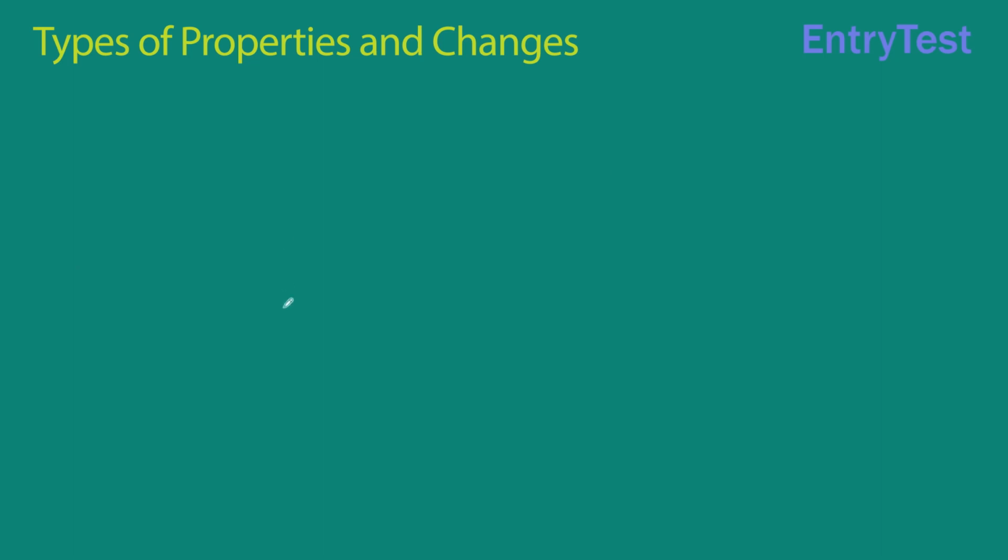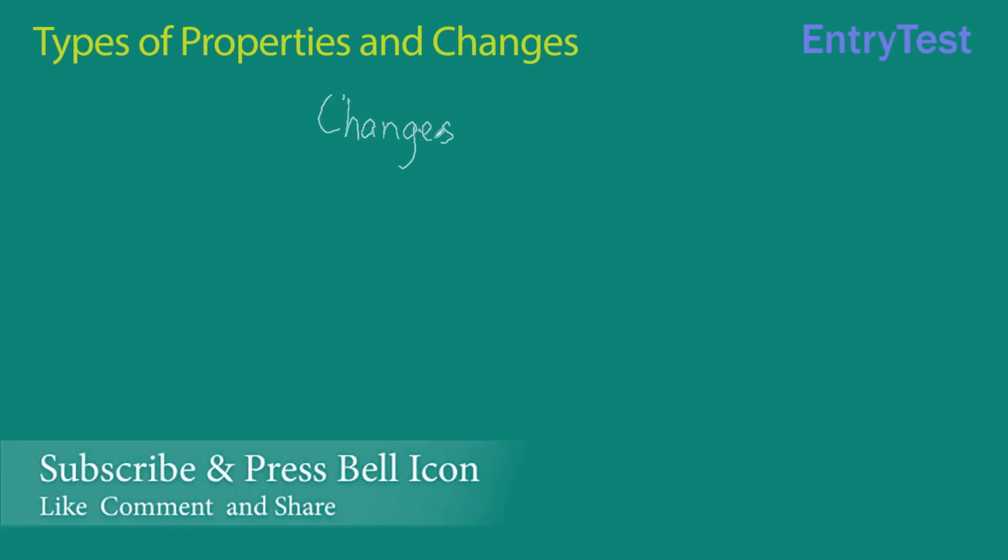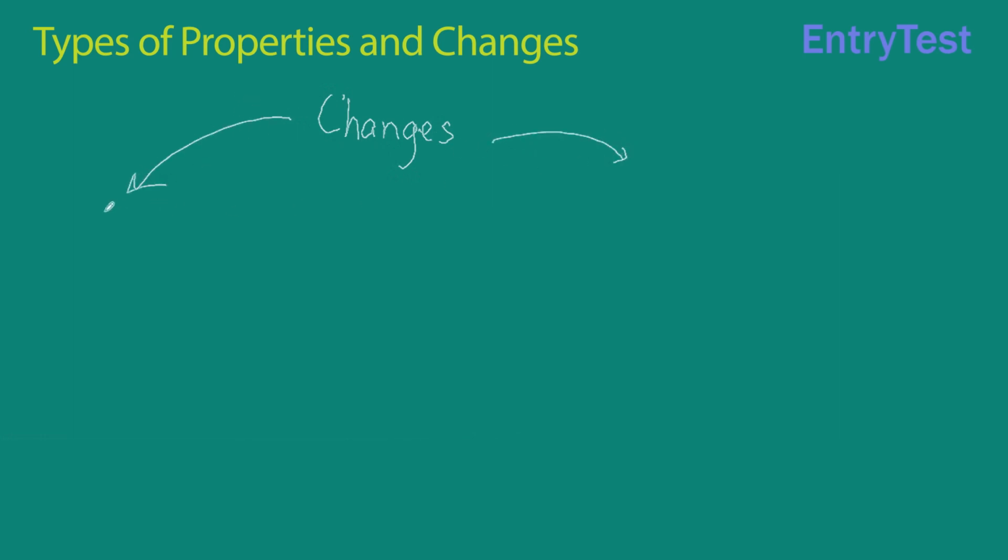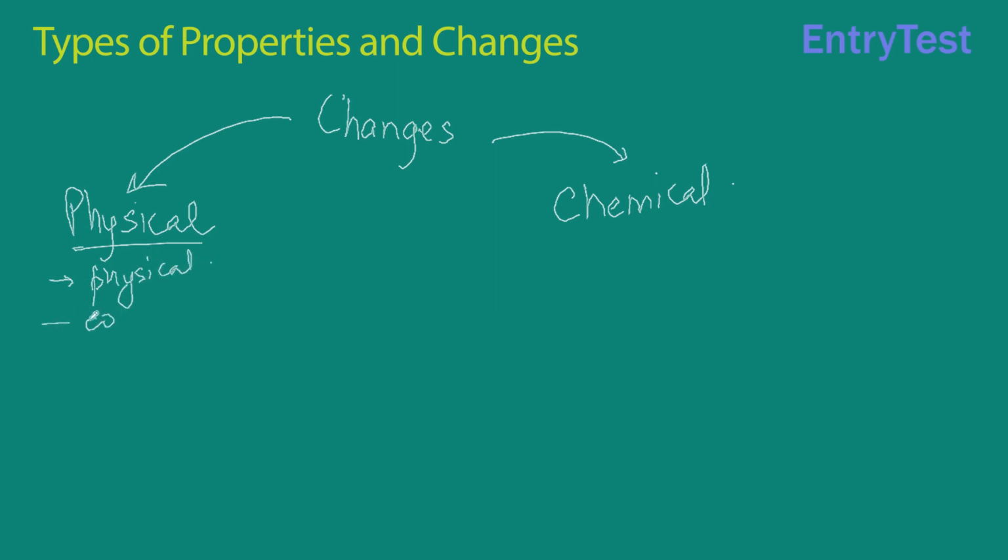And then the next thing that we're supposed to do is about changes. So just like properties were of two types, physical and chemical, changes are also of two types. Either a substance can undergo a physical change or it can undergo a chemical change. Now, physical change is going to affect the physical properties of that substance. The composition is going to remain constant, so there's no difference in the composition of that substance. It is going to be same.